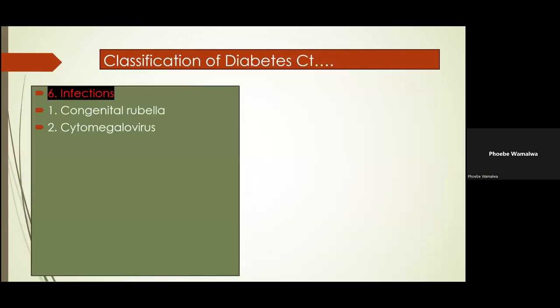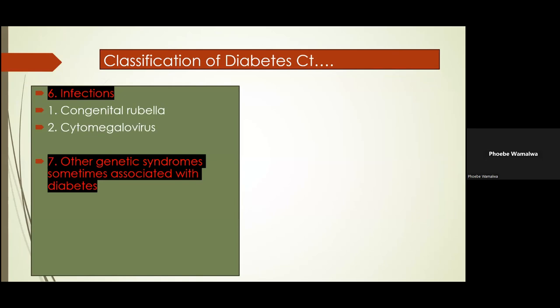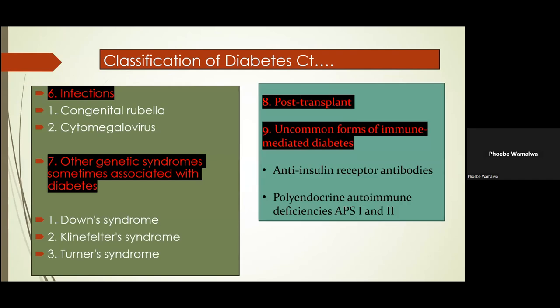Then infections like congenital rubella and cytomegalovirus have also been shown to cause diabetes. And some genetic syndromes like Down syndrome, Klinefelter's, and Turner syndrome have been associated with diabetes. Children who have undergone organ transplant may also present with diabetes as a result of various factors, including the use of immunosuppressive agents post-transplant. And we also have rare forms of immune-mediated diabetes, including anti-insulin receptor antibodies and APS 1 and 3.